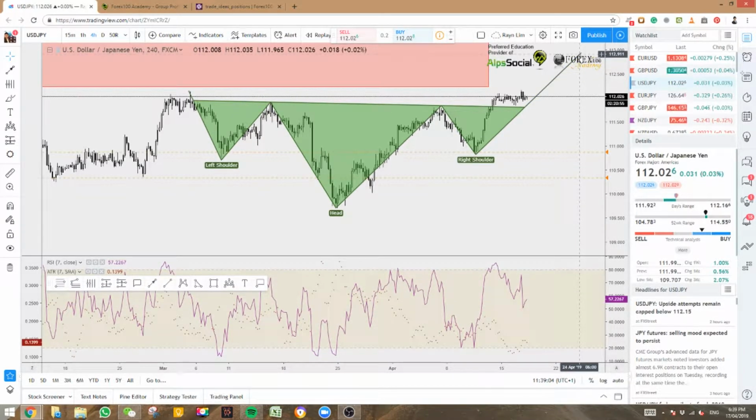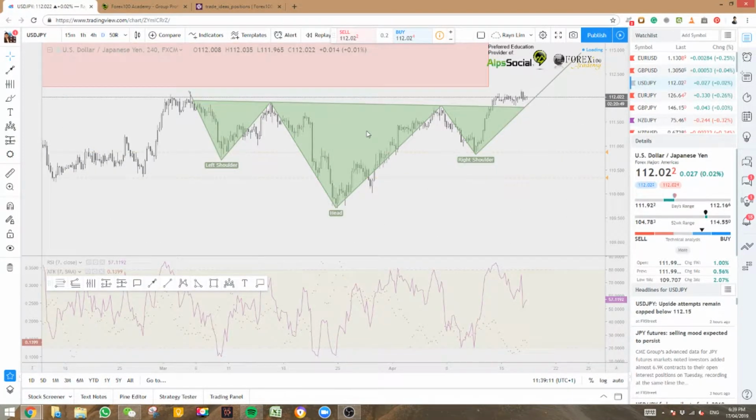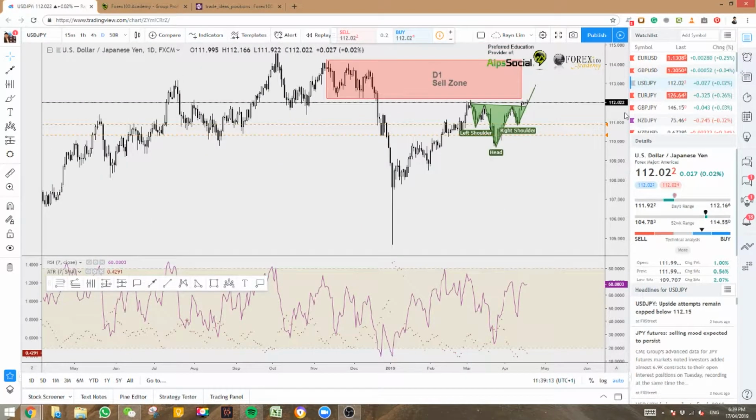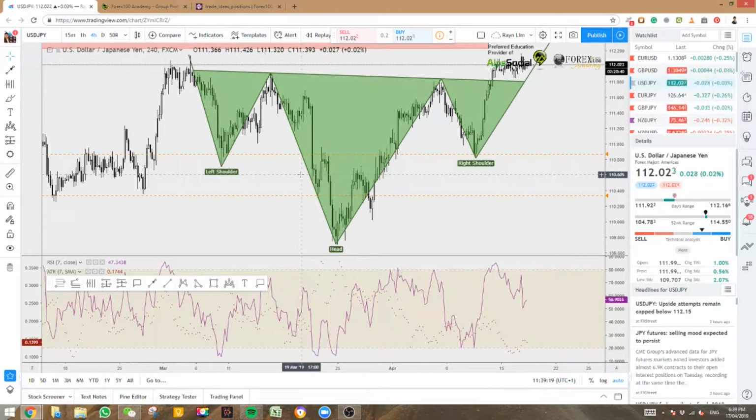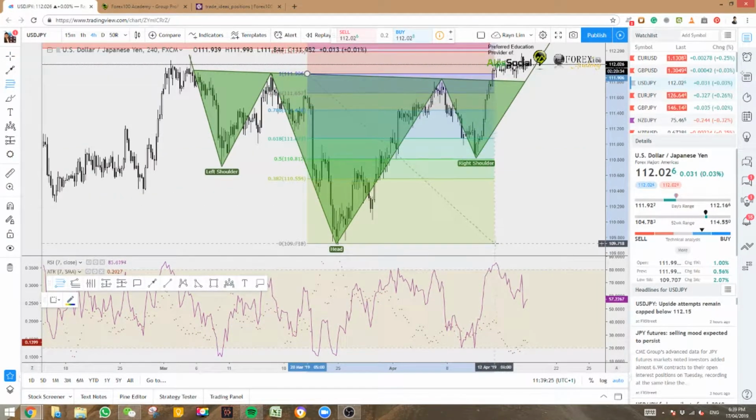Okay, so this is the first setup that I saw, and of course we do have traders that actually spotted a bat pattern within this setup as well. There are a couple of bat patterns within this. So one of our trainers, Bung Hui, traded a harmonic pattern, a very sharp setup. So he spotted this movement.